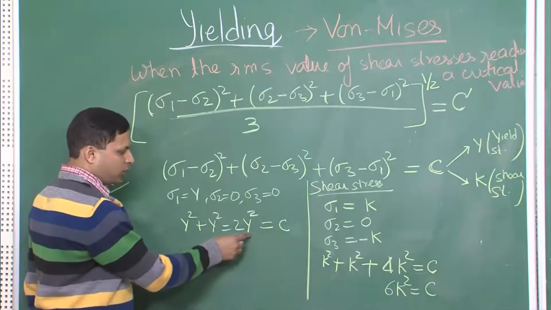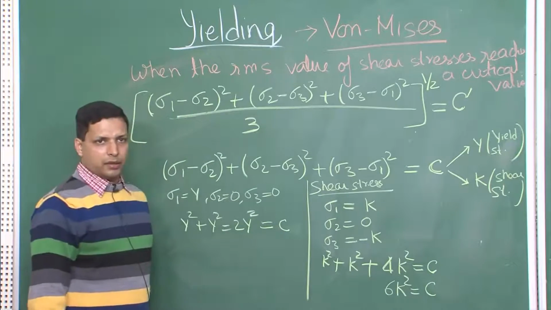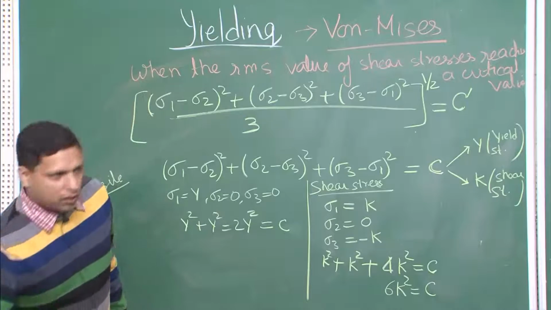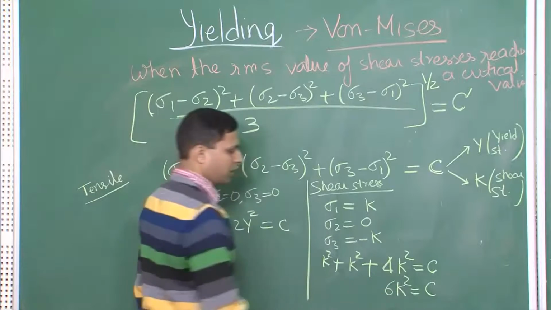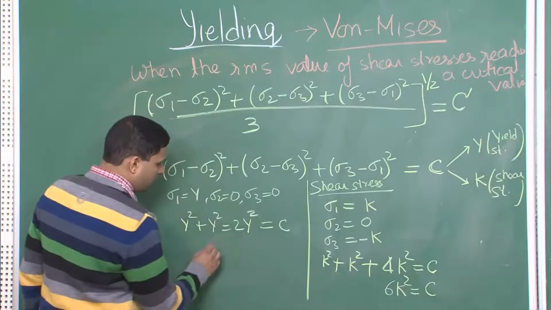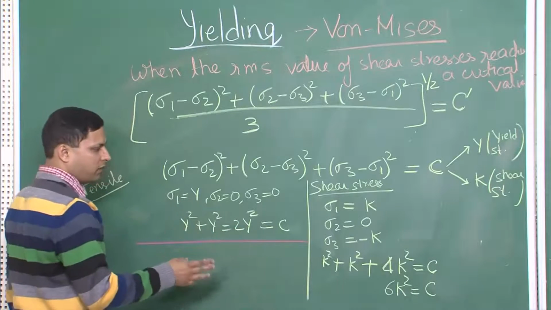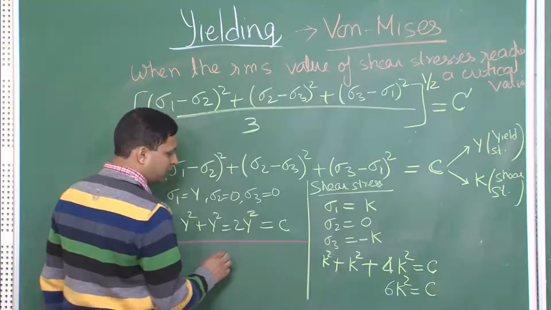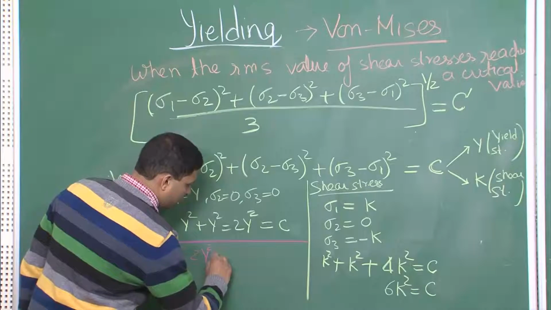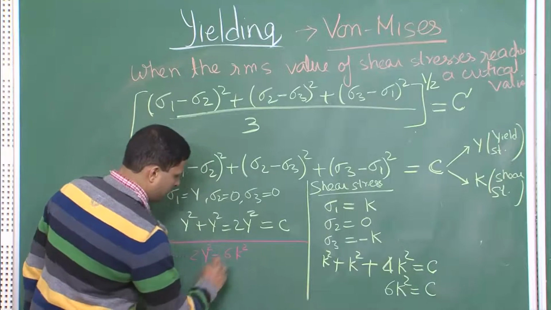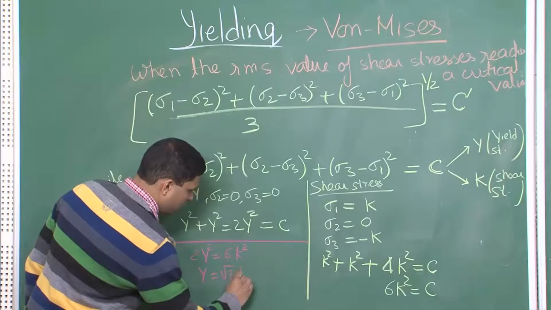Now we have two relations, one in terms of yield strength, the other in terms of shear strength. Now we can combine these two to get a relation between yield strength and shear strength. So, under these conditions you have some relation between yield strength and shear strength, and what is that? Your 2y square is equal to 6k square, which means y is equal to root 3 k.